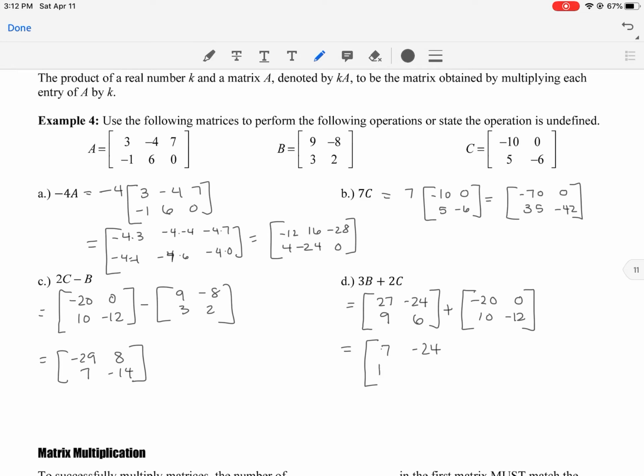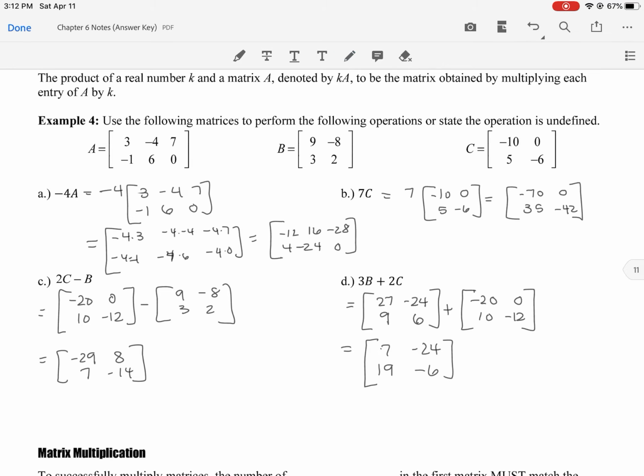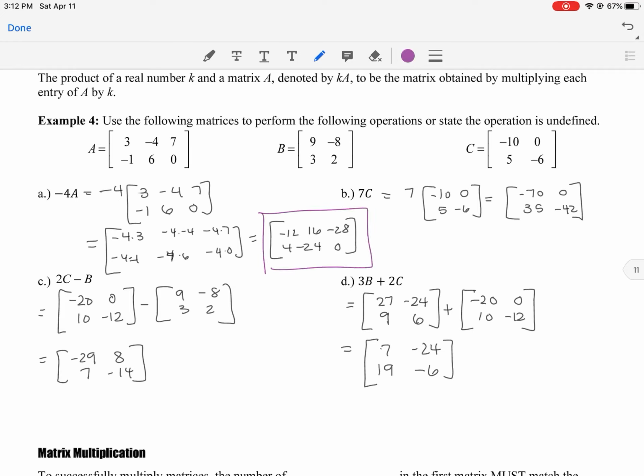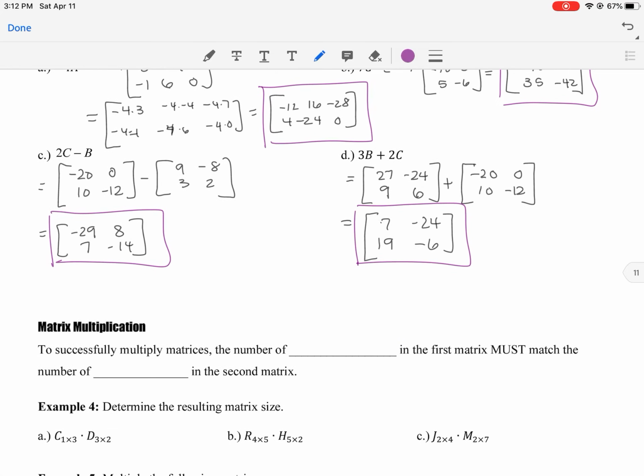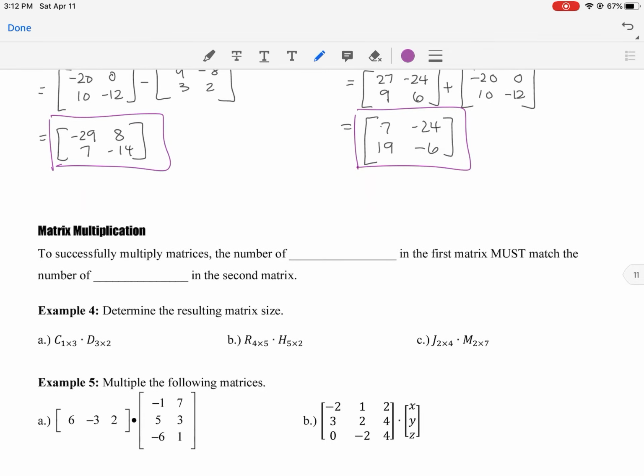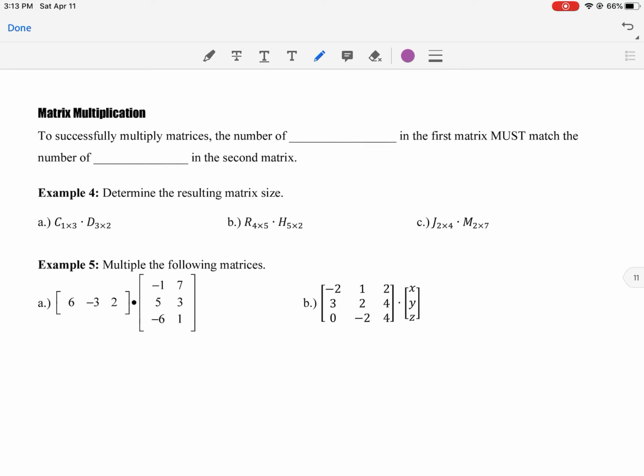Okay, 27 minus 20, or plus a -20, is 7. -24 plus 0 is -24. 9 plus 10 is 19. And 6 plus -12 is -6. All right. As far as that all goes, it should be pretty, for lack of a better word, similar to what we see in our regular arithmetic. So now let's go to matrix multiplication.